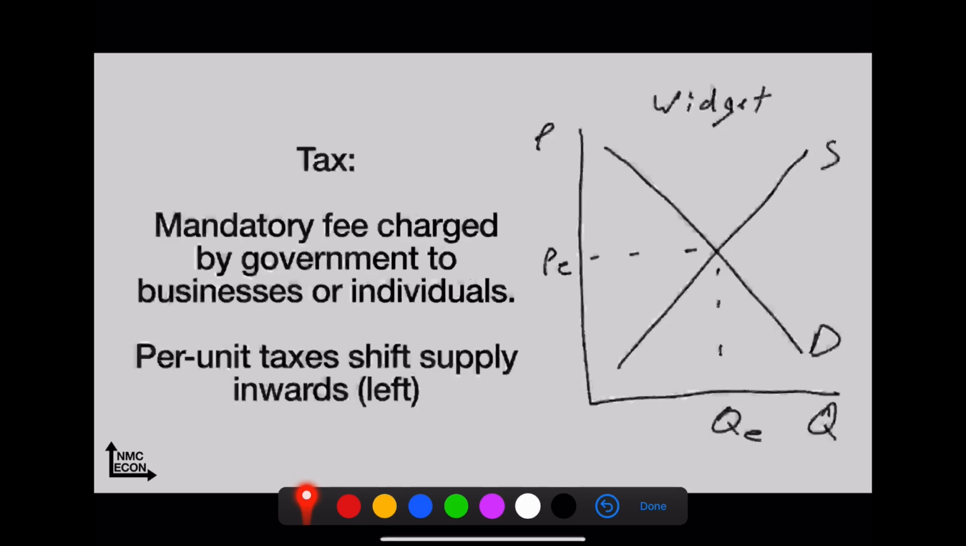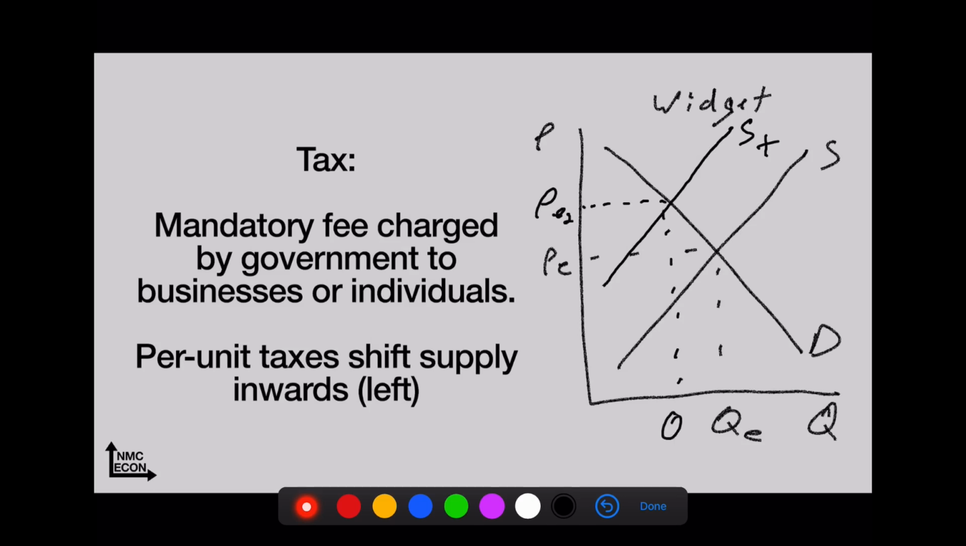A tax. Well, this is a mandatory fee charged by government to businesses or individuals, and per unit taxes shift supply inwards. So it would look like this. Supply sub T. That's supply with the tax. And you can see the price goes up. Call that PE2. And the quantity goes down.